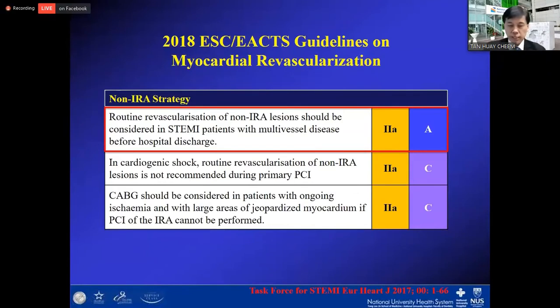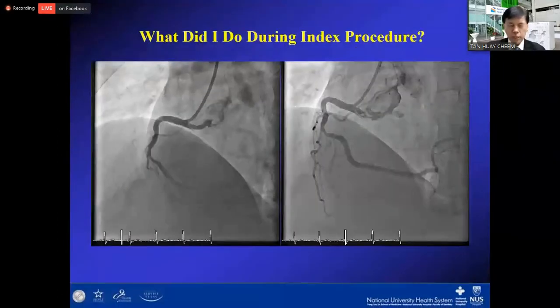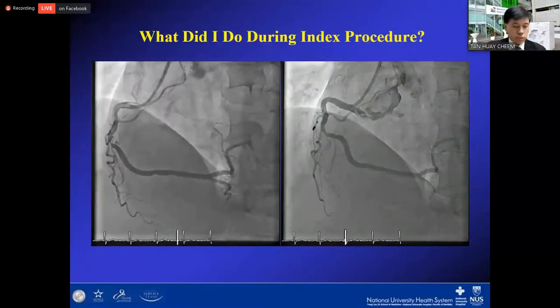Clearly, when you see another artery, a non-culprit lesion, having very tight lesions and thrombus and impairing flow with TIMI 1 or 2 flow, you should intervene. It doesn't fall within the guidelines of this recommendation. So what did I do during the procedure?